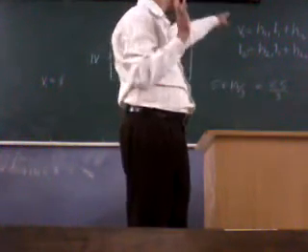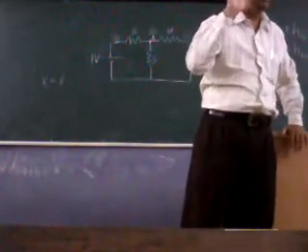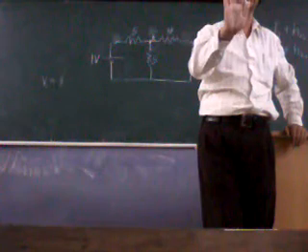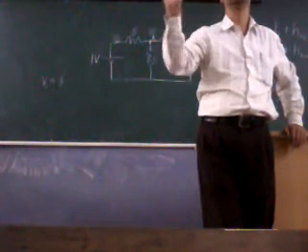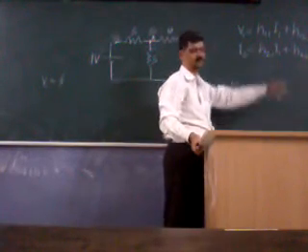Right? H11 is 25 by 3. V1 is 1. I1 is 3 by 25. Right? Now what about H21? What about H21?